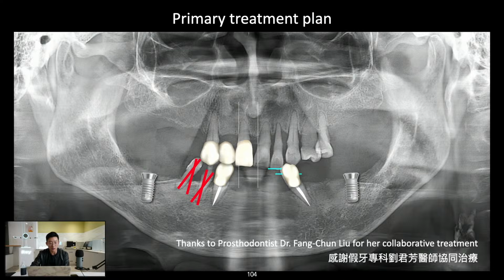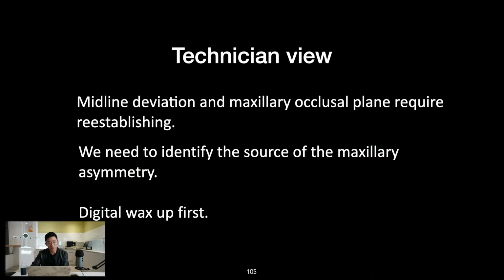So after the discussion with our treatment team, our primary treatment plan will give her a three-tooth bridge at the upper and also at the lower with a removable partial denture. And if she allows, we can use one more implant each for the posterior side. After we send this information to the technician, he told us that this woman's midline deviation and maxillary occlusal plane require re-establishing. So we need to identify the source of the maxillary asymmetry.